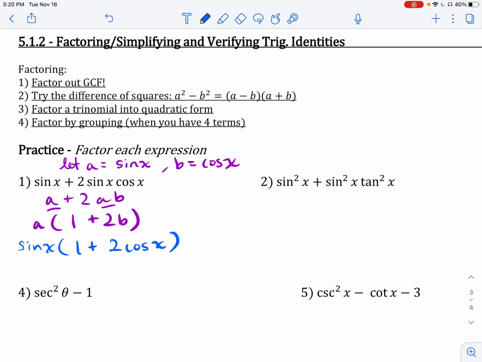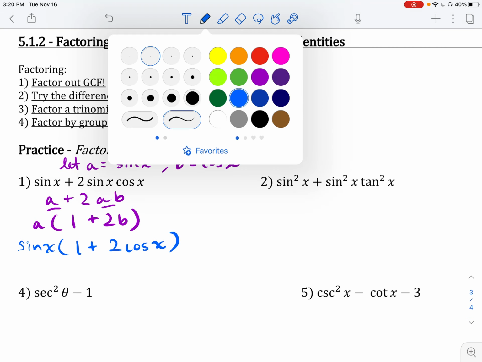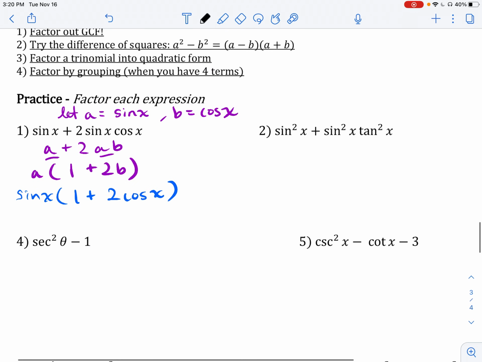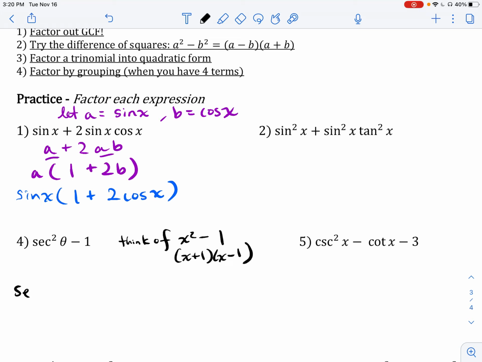So let me just do one more. Try something like number 4 here. Or actually, maybe I'll do a few more. Secant squared theta minus 1. Hopefully we see that this is just a difference of squares. Think of x squared minus 1. It's just a difference of squares where this is x plus 1 times x minus 1. So this would be secant theta plus 1 times secant theta minus 1. Okay? Let's try another one here.